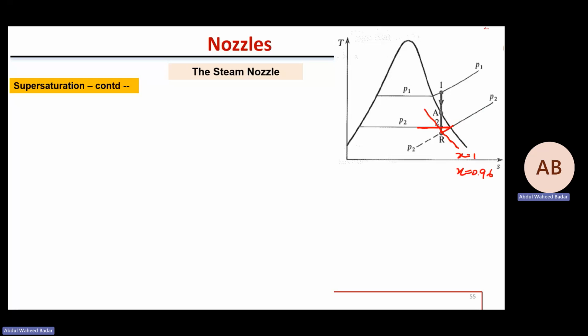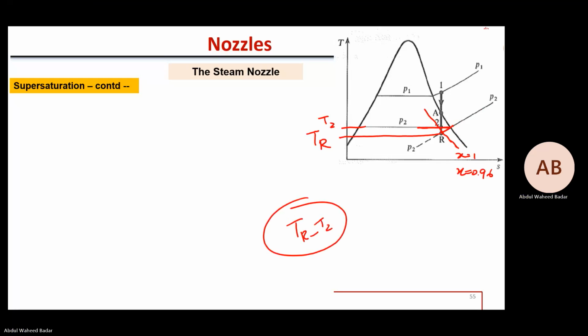So here you see point R temperature is lower than point 2. Actually, point 2 corresponds to P2 in normal condition. But now this point 2 is shifted to point R, and point R is lower than the normal point 2. So this TR minus T2 is called degree of supersaturation.